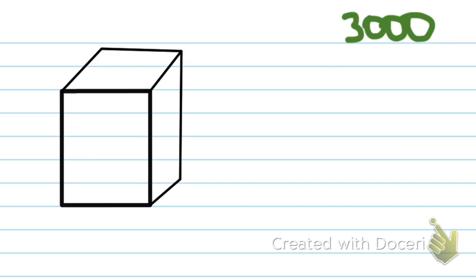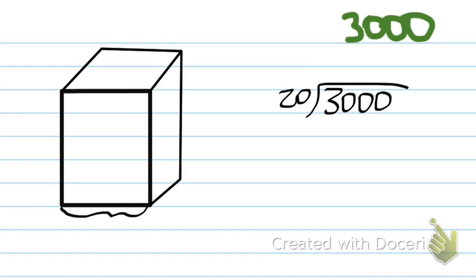So the first thing I want to do is choose a dimension that will divide evenly into 3,000, and that will possibly be my width across the bottom of the box. So 3,000 I know will divide evenly by 20. So I'm just going to take 3,000 and divide it by 20. That's going to be my width, 20 centimeters. Remember, all of our measurements are going to be in centimeters.